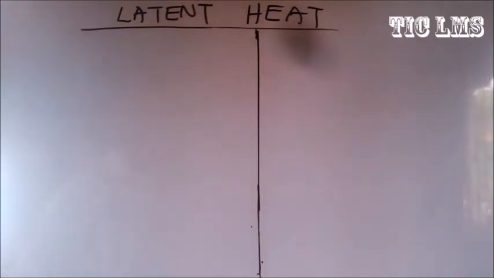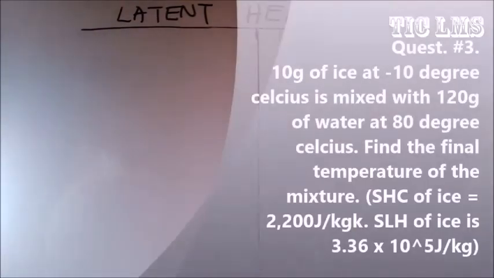Now here comes this question. 10 grams of ice at minus 10 degrees Celsius is mixed with 120 grams of water at 80 degrees Celsius.